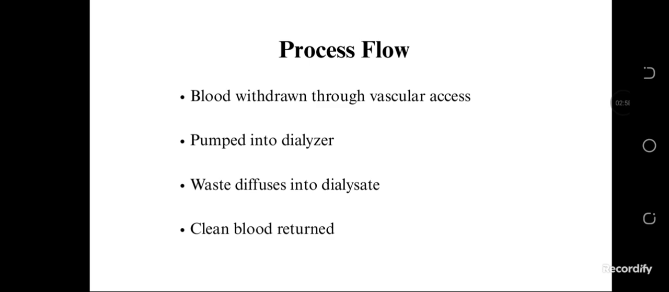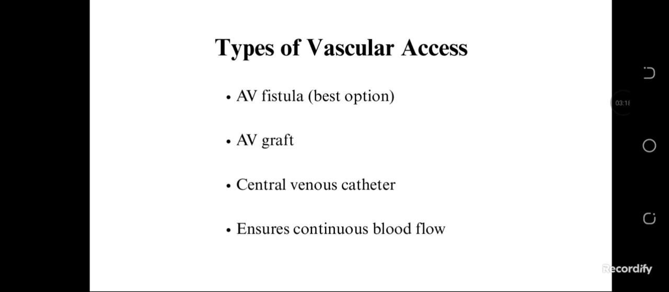Next, we see the process. The blood is withdrawn through the vascular access and pumped into the dialyzer. The waste diffuses into the dialysate through the diffusion between the dialysate solution and the blood, and the cleaned blood is returned. Next, what are the types of vascular access in hemodialysis? The major types are AV fistula, AV graft, and central venous catheter, and they ensure continuous blood flow.